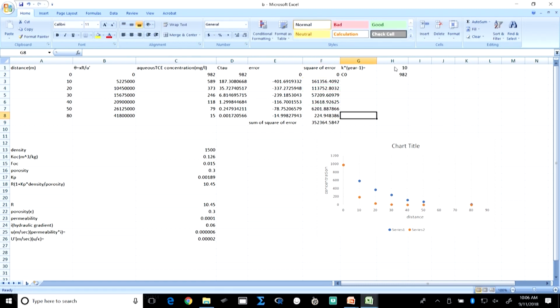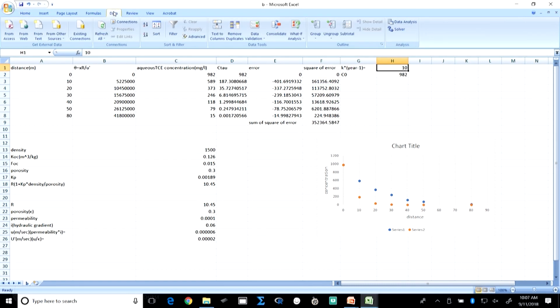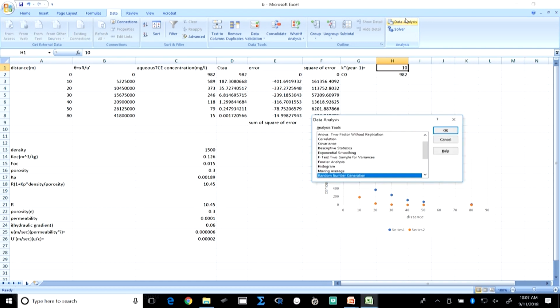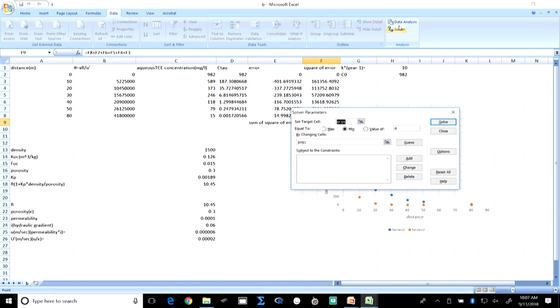And now I am going to go to data analysis, and Solver, pardon me, and I set the target cell. Which cell am I trying to change, right?